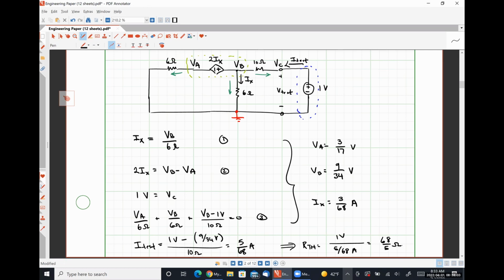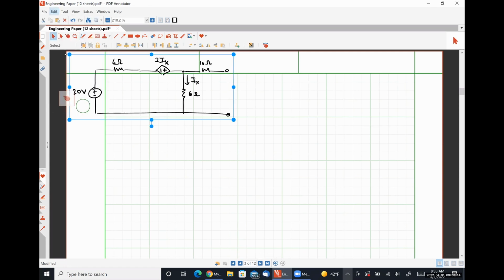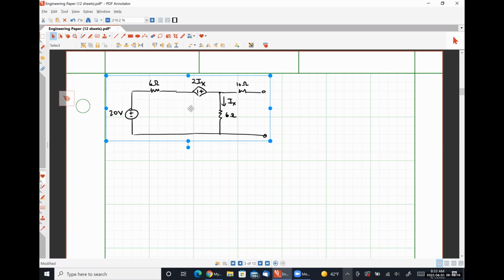Okay, so now what we're going to do is redo the test source method, but use a current source this time. Taking my same circuit, again, I need to be dealing with a dead network. So I turn off my 20-volt source. I'm going to apply a current source.